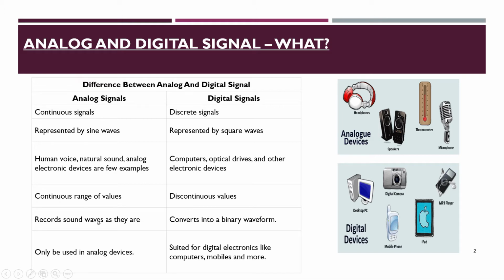Then analog signals record sound waves as they are, and in case of digital signals, it has to be converted into a digital waveform. And at last, analog signals can be used only in analog devices. At the same time, digital signals can be used only in digital devices like computers and mobile phones. Examples of digital devices are desktop PC, mobile phone, iPad, MP3 player, digital camera, and so forth.